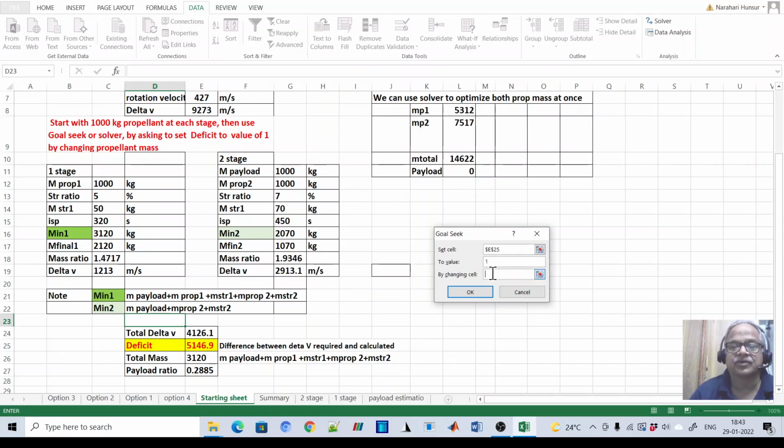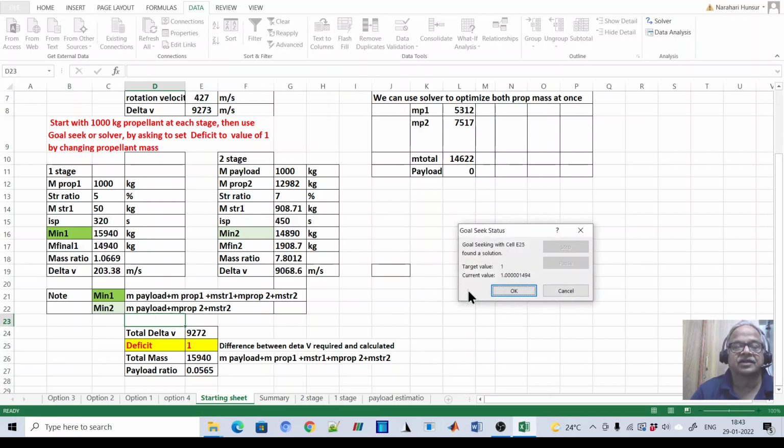And then I'm going to say, instead of the mass of the first stage propellant, change the mass of the second stage propellant. So you run that, and you get a slightly different answer. You will be surprised. There is a significant difference now between the initial gross mass and the final gross mass.